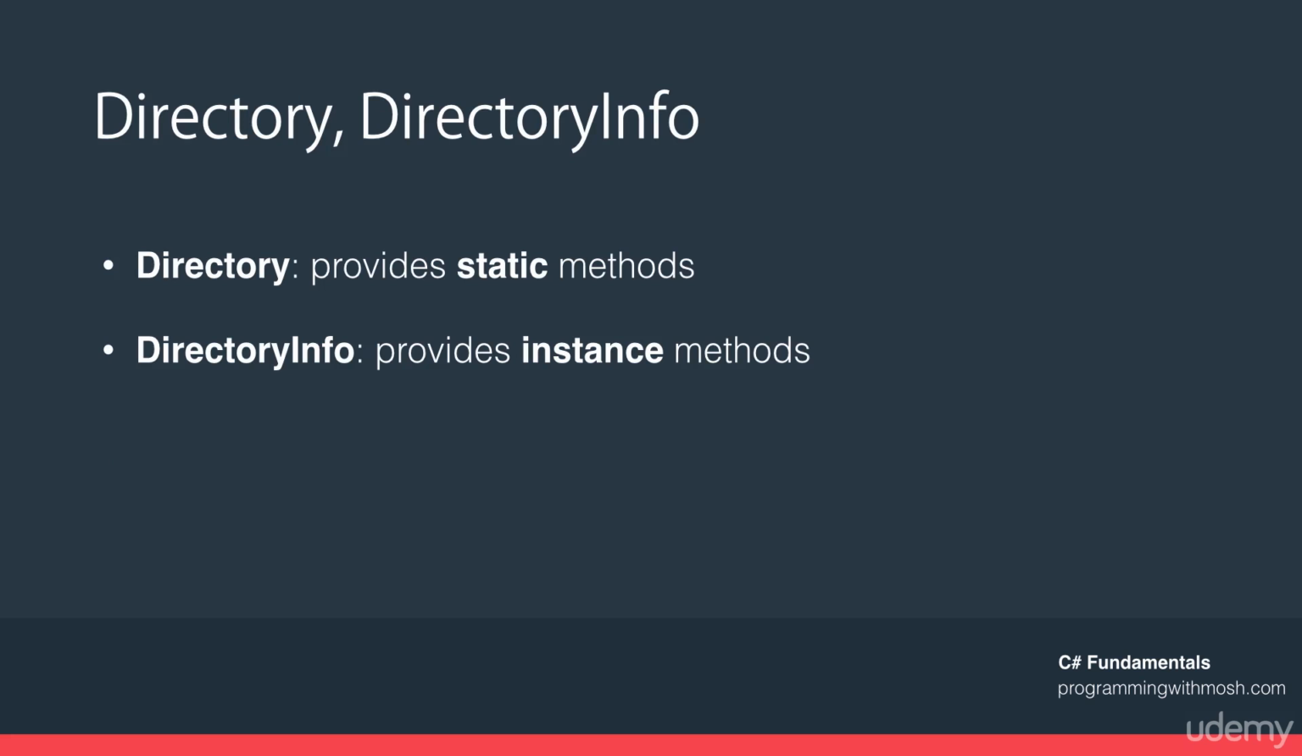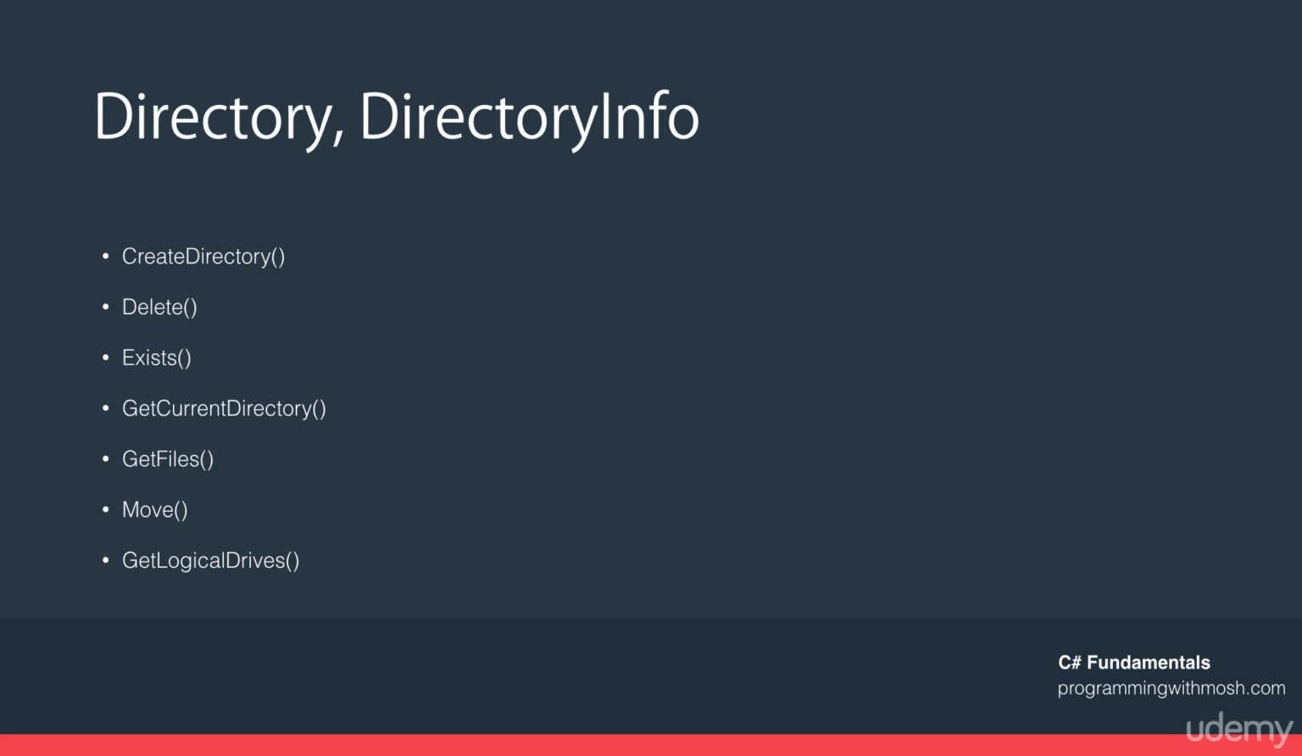Directory and DirectoryInfo are very similar to File and FileInfo. So the Directory class provides static methods, whereas DirectoryInfo provides instance methods. And you use either of these classes to work with directories. Here are some useful methods: CreateDirectory, Delete, Exists, GetCurrentDirectory, which returns where the application is currently sitting. GetFiles, which returns the files in a directory, and in that method, you can provide filters. For example, you can say, give me all files or files with a JPG extension. We also have Move and GetLogicalDrives, which returns the logical drives of your hard disk, like C drive, D drive, and so on.